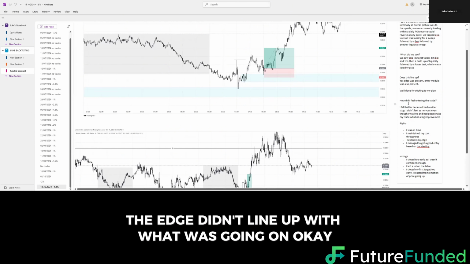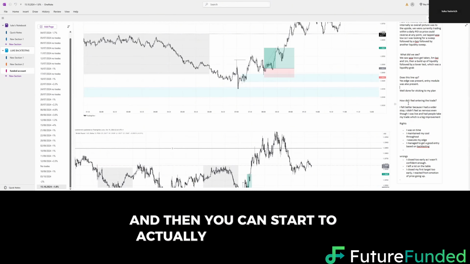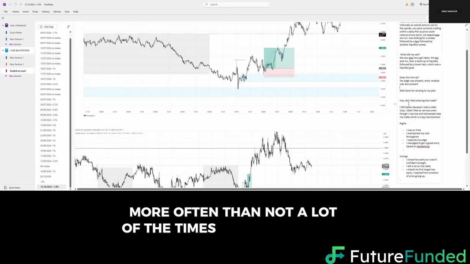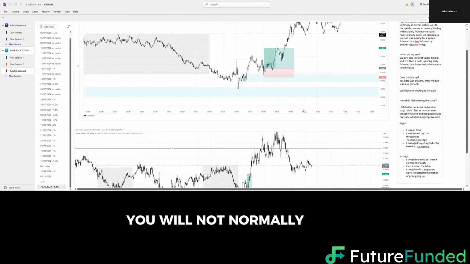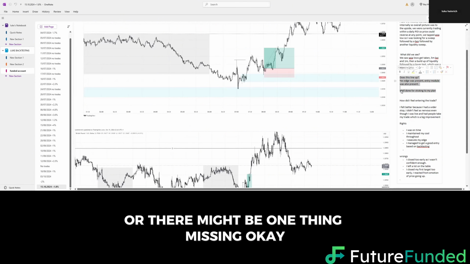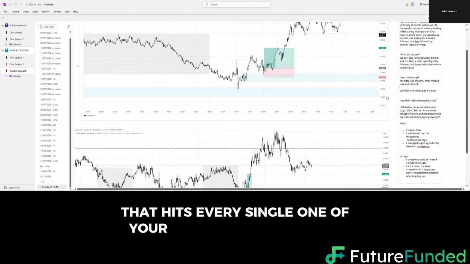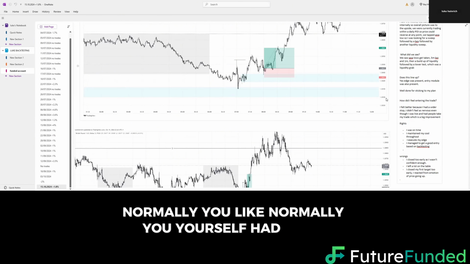Okay, because then what you can start to do is you can start to notice patterns, and then you can start to actually notice whether you're even taking your strategy. More often than not, a lot of the times when you take a trade and it turns out to be a loss, you will normally find something within there that doesn't actually line up with your rules, or there might be one thing missing. Okay, it's not that often that you take a trade that hits every single one of your confluences and still loses consistently. That doesn't happen very often. Normally you yourself have done something wrong.